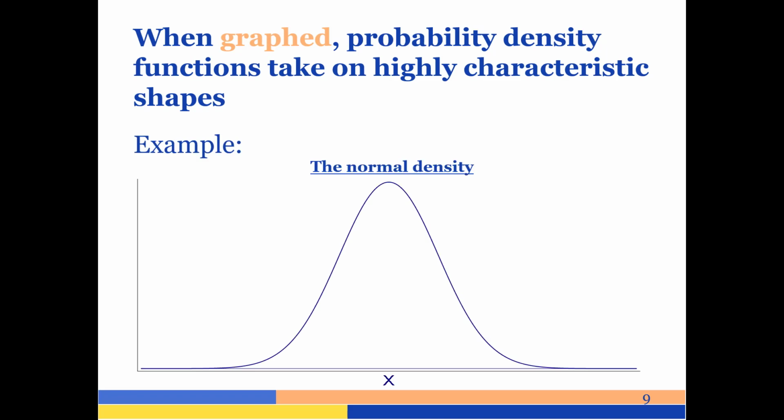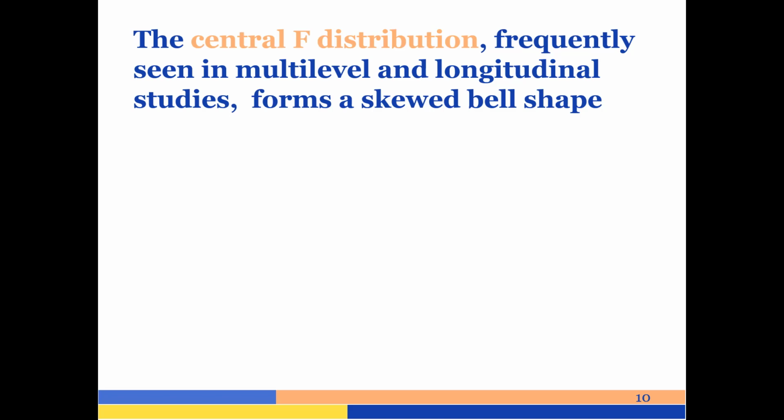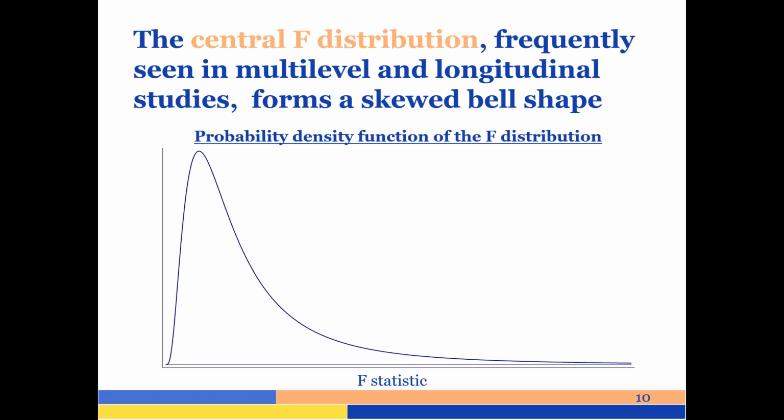When graphed, probability density functions take on highly characteristic shapes. Here's a familiar shape, the normal distribution or normal density function. One of the ones that we will use a lot in this course, because we're doing multi-level and longitudinal studies, is called the central F distribution. It forms a skewed shape.